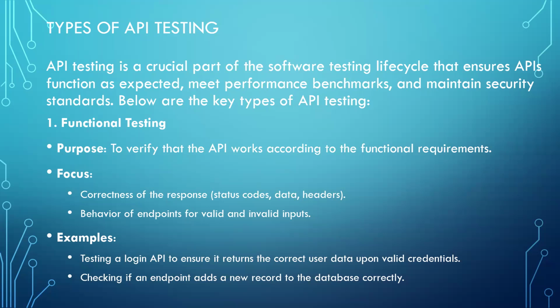Examples: testing a login API to ensure it returns the correct user data upon validation. I know you know all this by now. Checking if an endpoint adds a new record to the database correctly. It also needs to return the right information. If you have data in your database and you are trying to fetch that data with a GET request, say to get the list of users on this application, and I'm one of the users, and I see that my email address has changed, it's not what I inputted and I've not changed it, then there's a problem. There's an error.